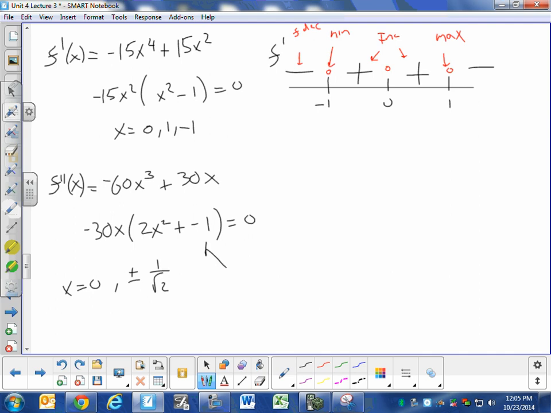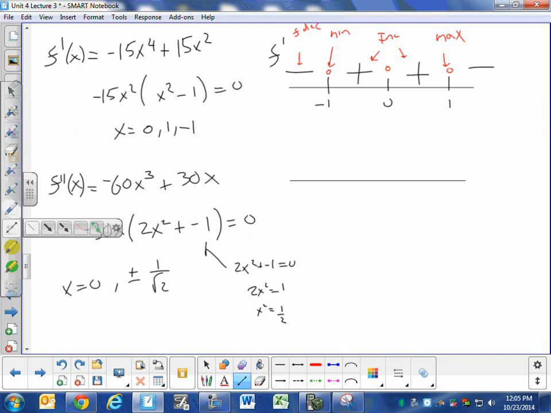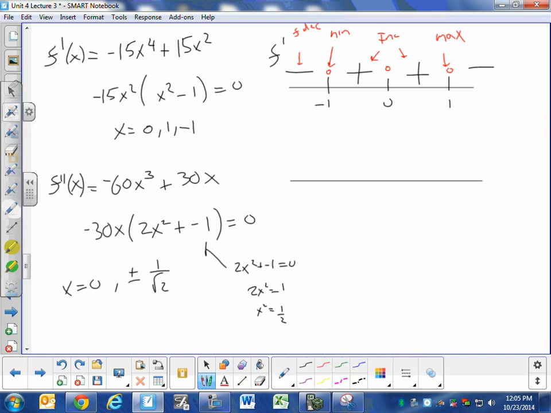That's because I'm setting this equal to 0. I get 2x squared equals 1. x squared is equal to 1/2. x is equal to plus or minus 1 over root 2. So I would do another number line with my second derivative. I'm looking at 0. I'm looking at this negative 1 over root 2, and a positive 1 over root 2. Might be interesting to test these points. Maybe we're going to think about values just a little bit positive, a little bit negative.